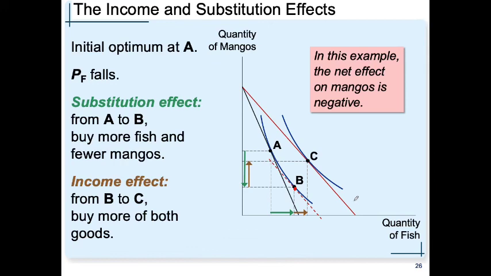If these two goods were actually substitutes, the substitution effect would be larger. But if they were close complements, this effect would be smaller. And rather than moving from point A to point C, you might end up over here somewhere.